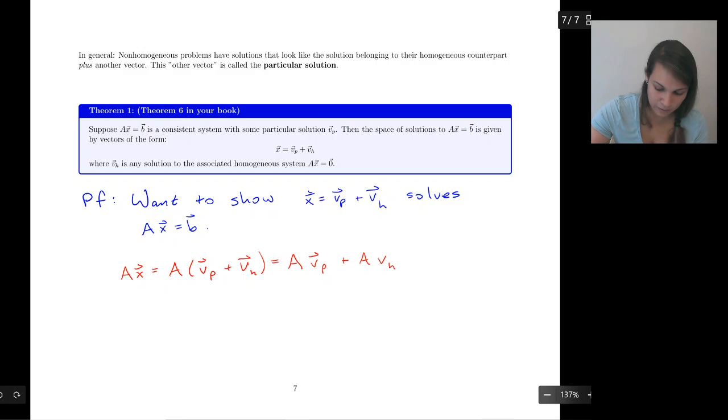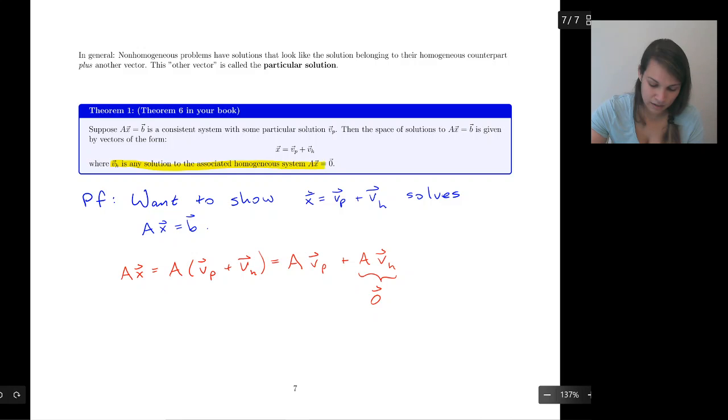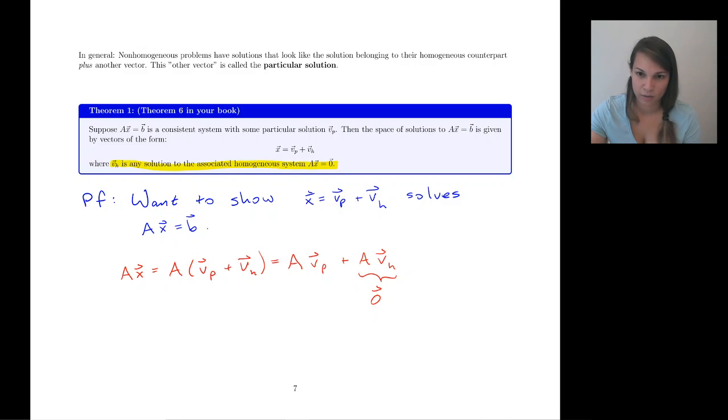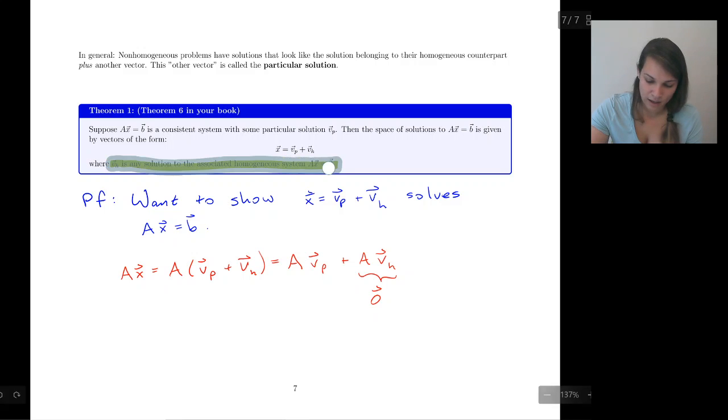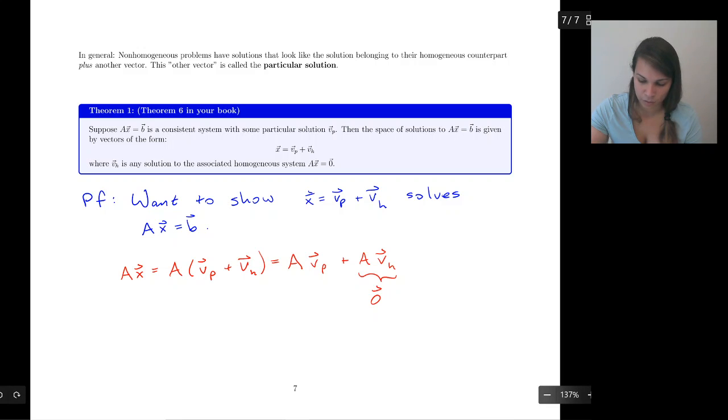And then we have matrix vector multiplication properties that are going to allow us to distribute. So here we go, we've distributed. And then we know what A times VH is. It's 0. How do I know that? VH is the solution to the homogeneous equation. So this means, right here, the thing that I've highlighted, if you plug in VH right here, you're going to get A times VH equals 0. So that's how I know that's a 0 right there. And then we also know what A times VP is. What is A times VP? It's B. And that's from the first part up here.